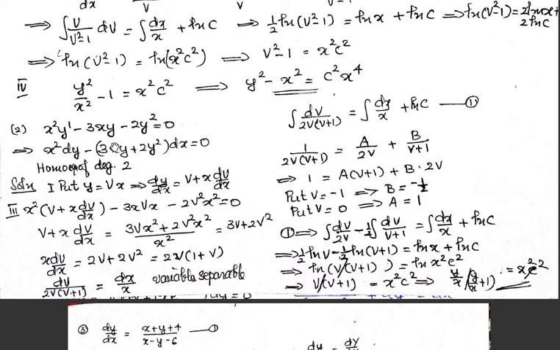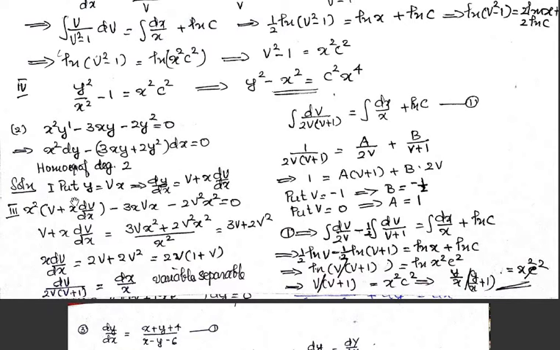So 1 plus 1, 2. So this term has degree 2, and this term y square also has degree 2. That means both these two terms in M have degree 2 and this has degree 2. So this is a homogeneous equation of degree 2. This is another way to calculate the degree of homogeneity.